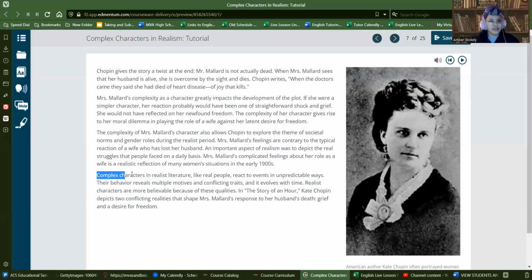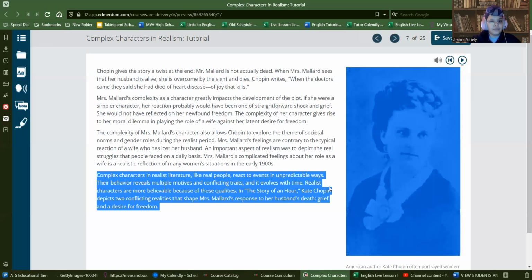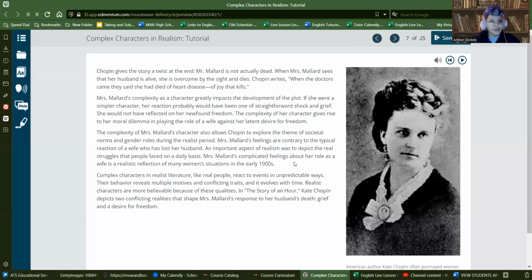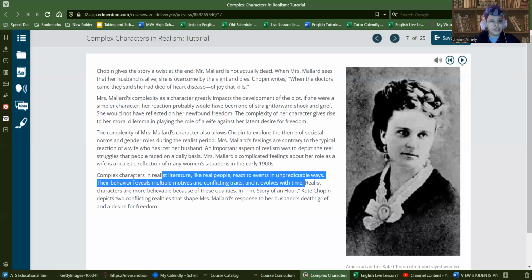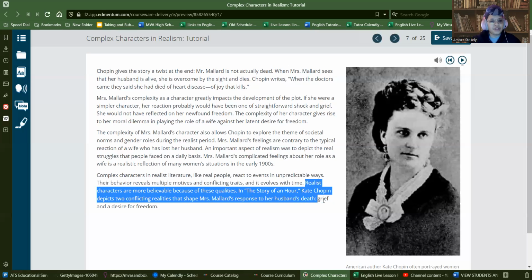Now it says complex characters in realist literature, like real people, react to events in unpredictable ways. Their behavior reveals multiple motives and conflicting traits, and it evolves with time. Realist characters are more believable because of these qualities. And in The Story of an Hour, Kate Chopin, that's the author, depicts two conflicting realities that shape Mrs. Mallard's response to her husband's death: grief and a desire for freedom.